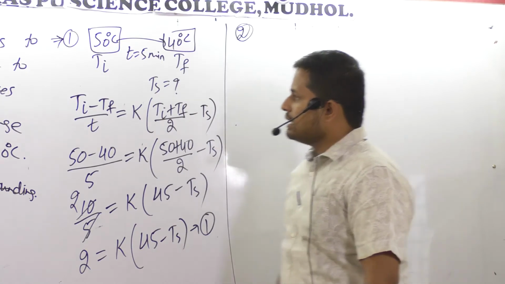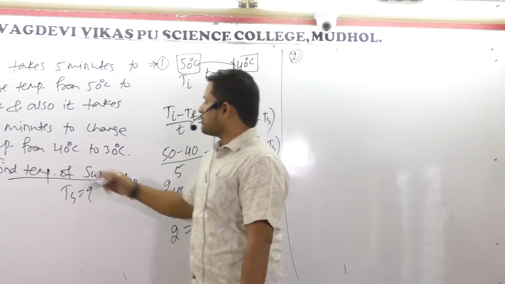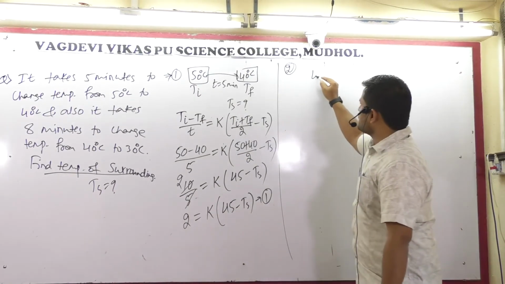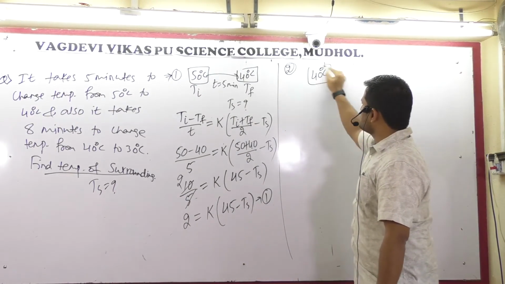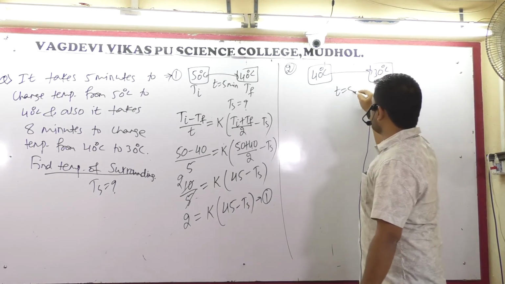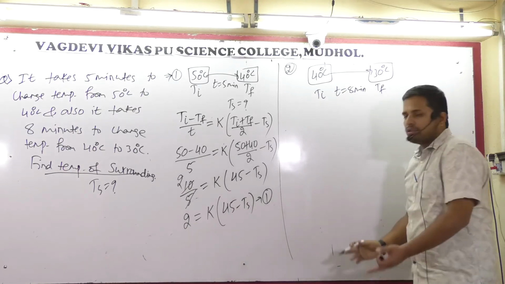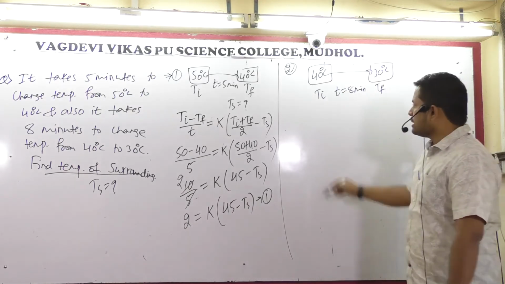In the second case, it takes 8 minutes to change temperature from 40 degrees to 30 degrees Celsius. So initially 40 degrees Celsius was there, and to become 30 degrees Celsius, how many minutes is it taking? 8 minutes. And this is going to be Ti, and this is going to be Tf. That is known to you. Very simple. Okay, now let us put the formula.